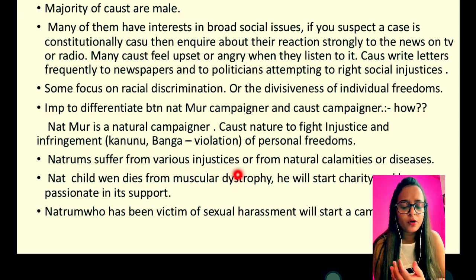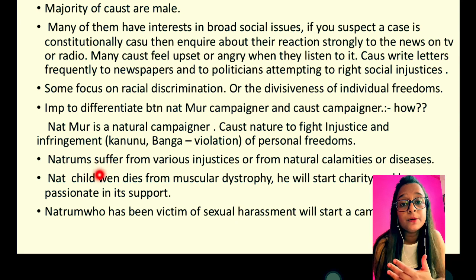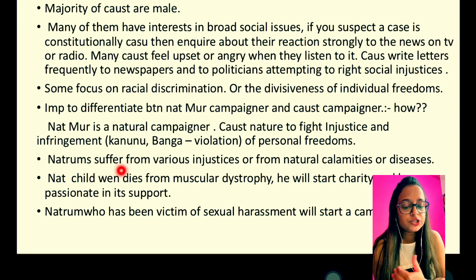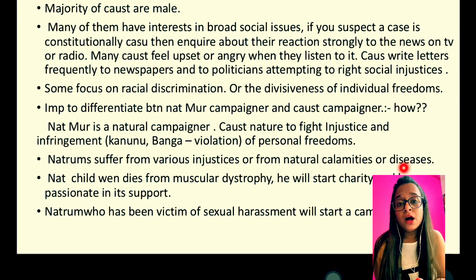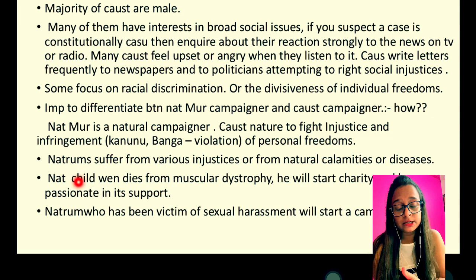Causticum fights injustice and kanunu, which is infringement of personal freedoms. But whenever you come to Natrum, it suffers from various injustices or from natural calamities or from diseases. So this is how you can differentiate Natrum easily.